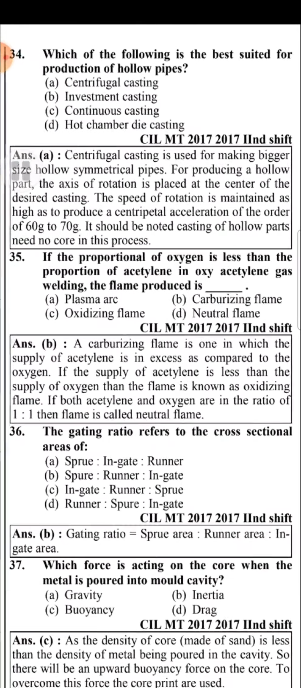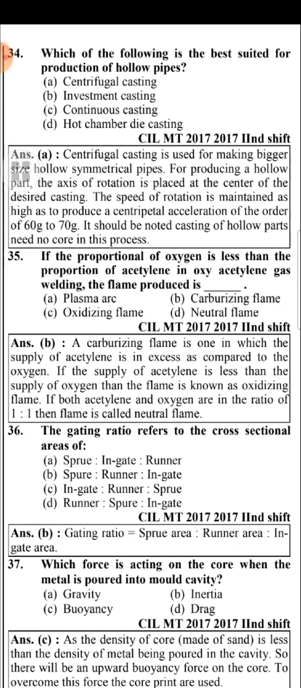Which of the following is best suited for the production of hollow pipe? Centrifugal casting. Centrifugal casting is used for making larger size hollow symmetrical pipes. The axis of rotation is placed at the center of the desired casting. The speed of rotation is maintained high enough to produce a centripetal acceleration of the order of 60 g to 70 g. It should be noted that casting of hollow parts needs no core in this process.